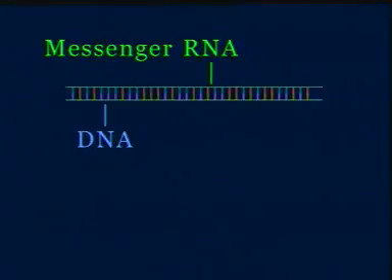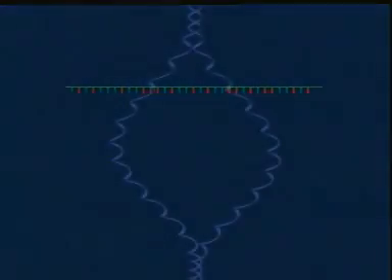The messenger RNA then moves out through the nuclear membrane into the cytosol, where the chemicals and organelles await instructions from the center. The DNA strands left behind can now coil up until the next time they're needed to make messenger RNA.